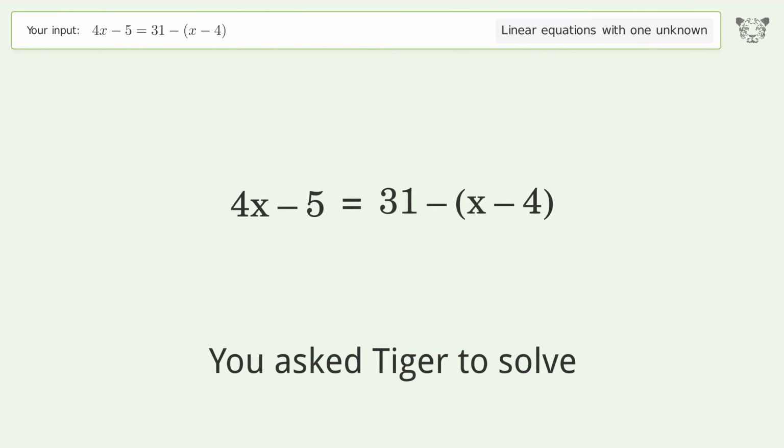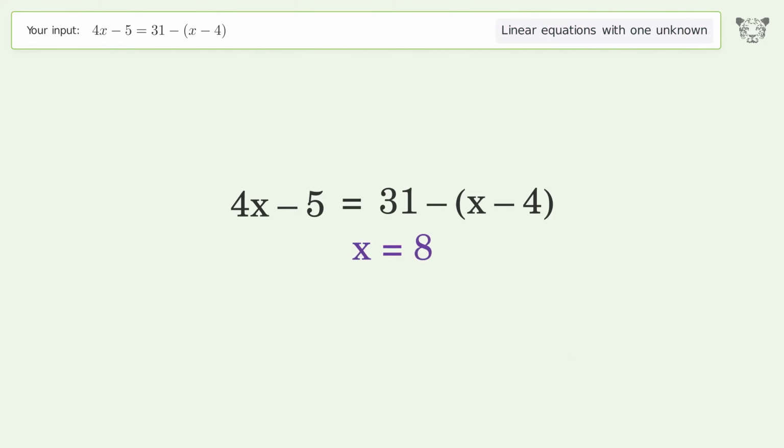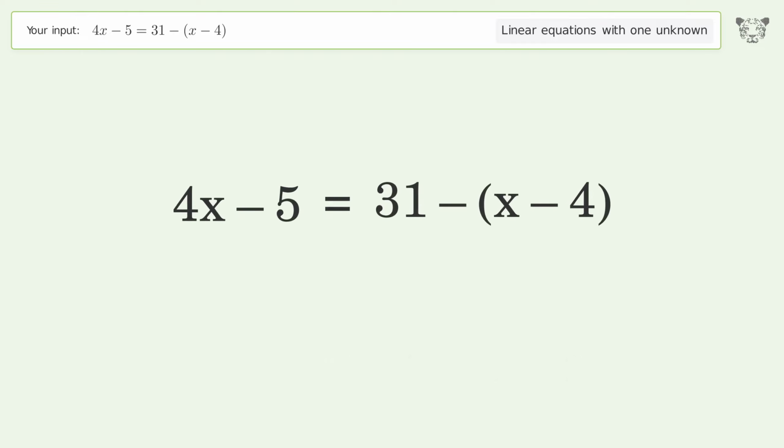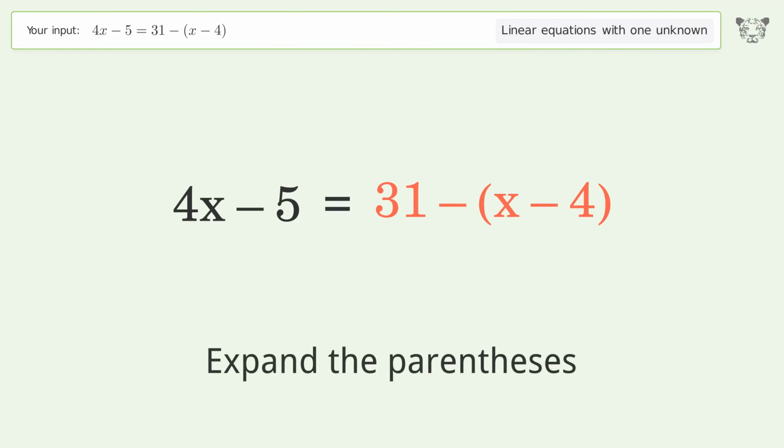You ask Tiger to solve. This deals with linear equations with one unknown. The final result is x equals 8. Let's solve it step by step. Simplify the expression. Expand the parentheses.